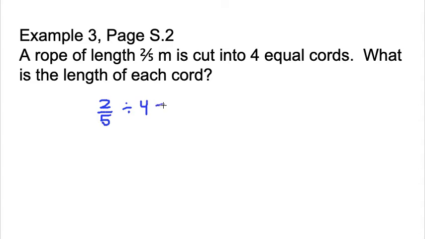The length of each cord then will be equal to 2/5 times the reciprocal of 4, which is 1/4. So that would give us 2/20, which we could reduce down to 1/10. Reduce these down if you can. Divide them both by 2 and reduce those down. Okay, so simplify these down.